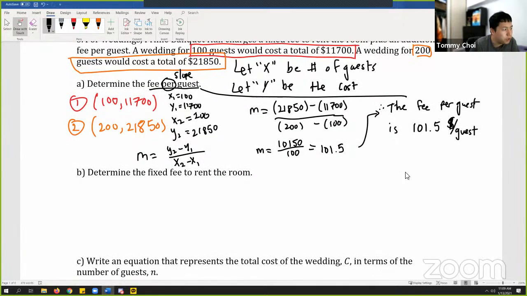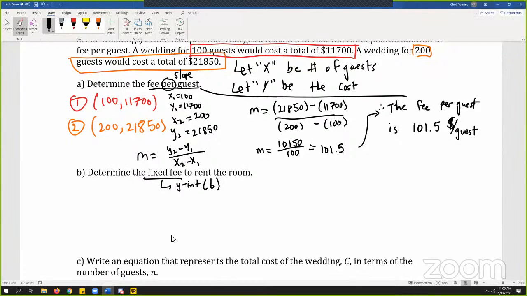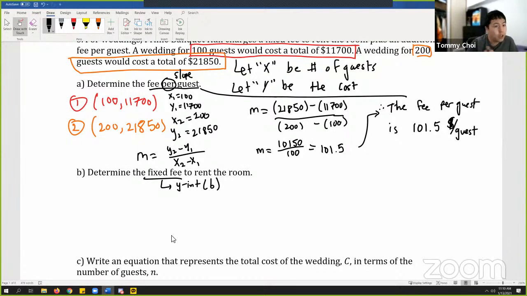Next question was to determine the fixed fee. The fixed fee is referring to the y-intercept or the b value. The thing that never changes. Fixed fee, fixed cost, flat fee, initial value. There's a lot of words for it, but in this question, they're using fixed fee. That should give you a hint as to solving for the y-intercept.